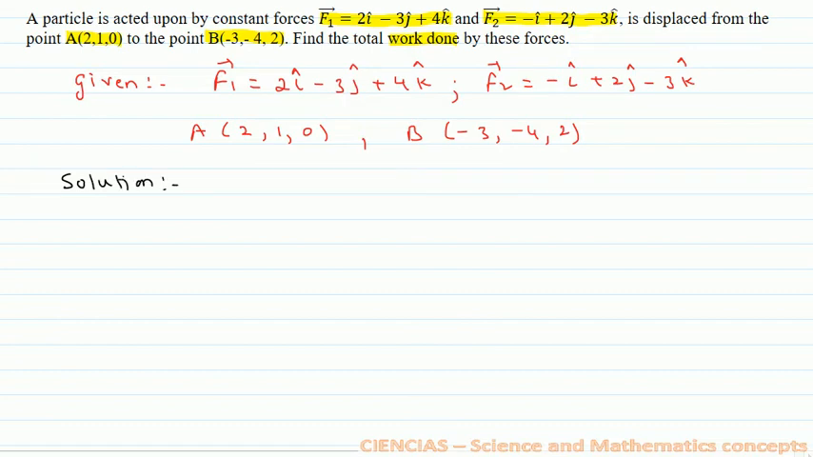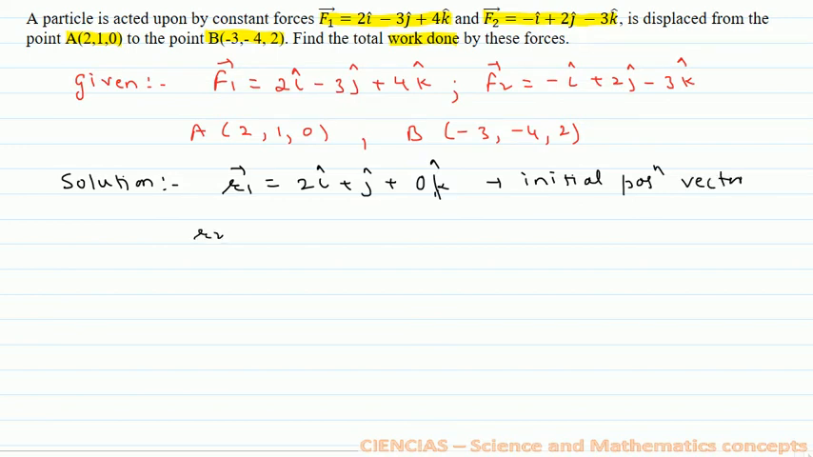A is the initial point, therefore initial position vector will be 2I cap plus J cap plus 0K cap. This is the initial position vector. Then B is the final point, so final position vector will be equal to minus 3I cap minus 4J cap plus 2K cap. This is the final position vector.